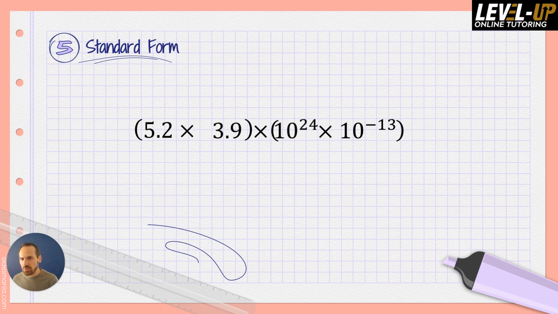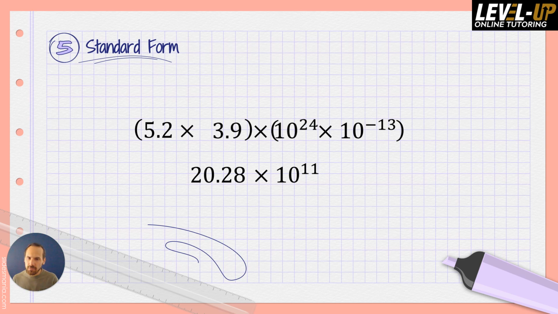So 5.2 times 3.9, we'd have to multiply that through our long multiplication or with a calculator. But I know we haven't done long multiplication of decimals yet, but we'll see soon enough how to do that. And then the powers, again, when we multiply them together like this with the same base, you see the powers are going to add together. So you get 24 plus minus 13. So that's going to be minus 13 and comes to 10 to the 11.